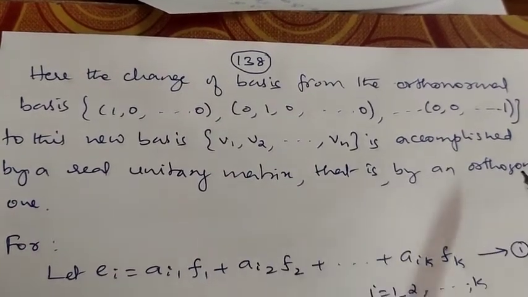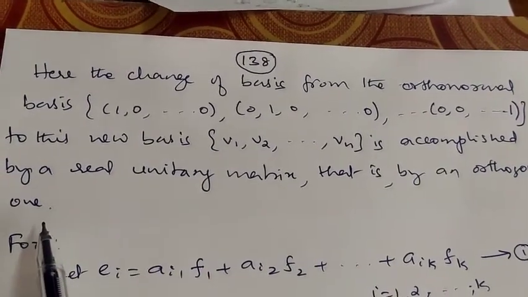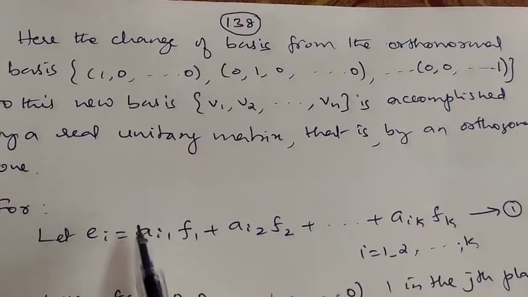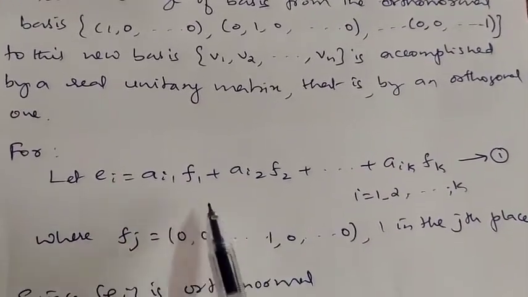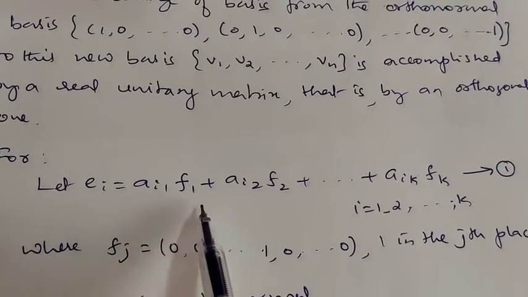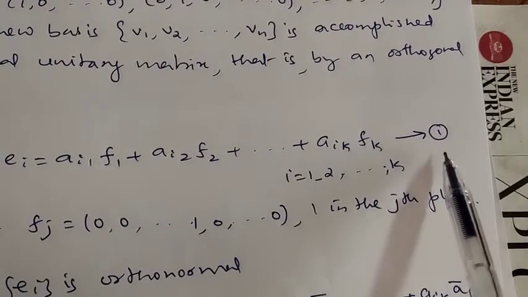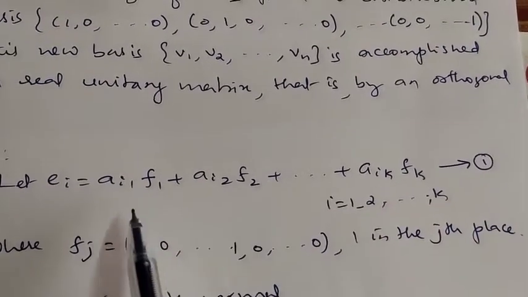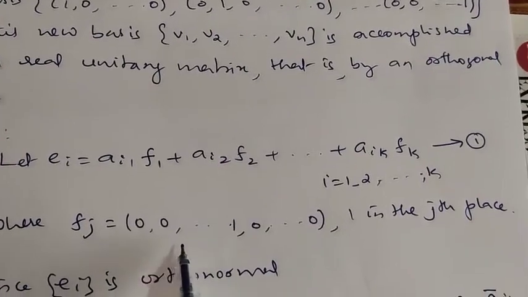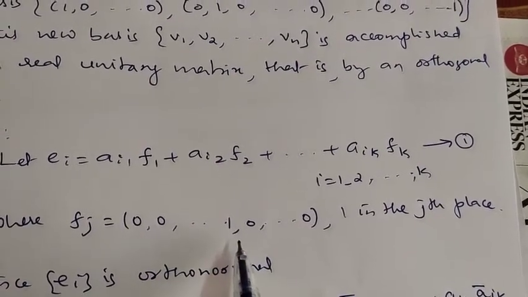That is, by a real unitary matrix, which means by an orthogonal matrix. A real unitary matrix is nothing but an orthogonal matrix. I will show this. Let e_i be equal to the linear sum a_i1 f_1 + a_i2 f_2 + ... + a_ik f_k. Call this number 1. I have written only the ith element, where f_j contains all zeros except 1 in the jth place.